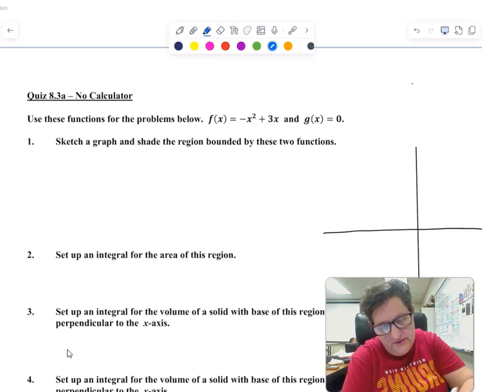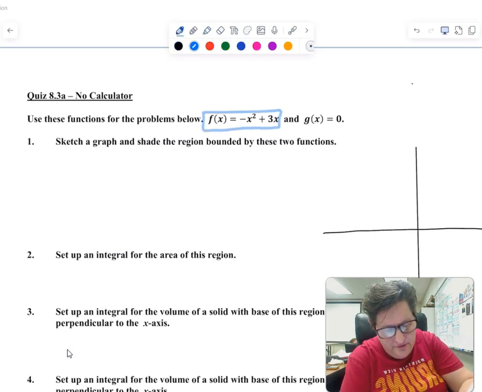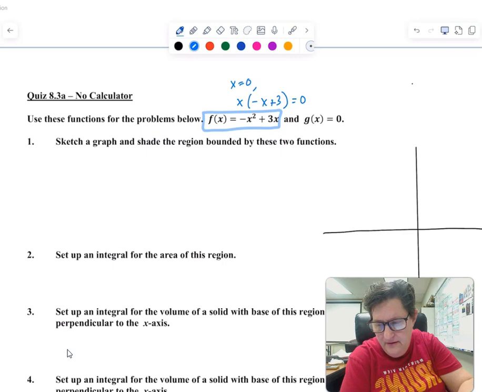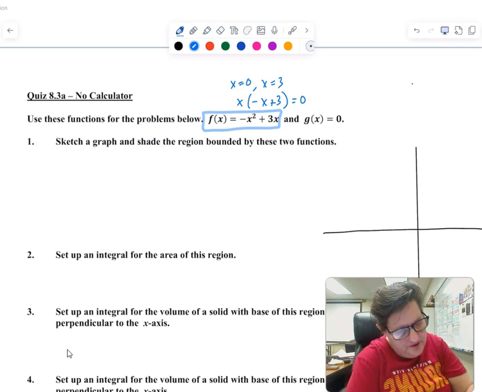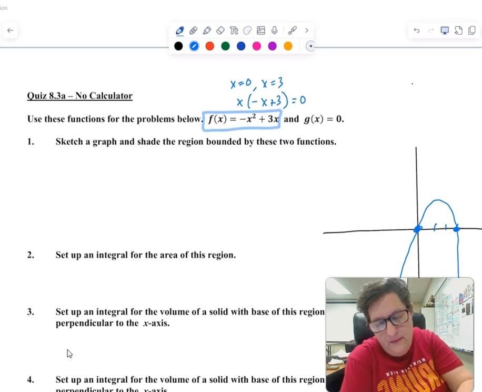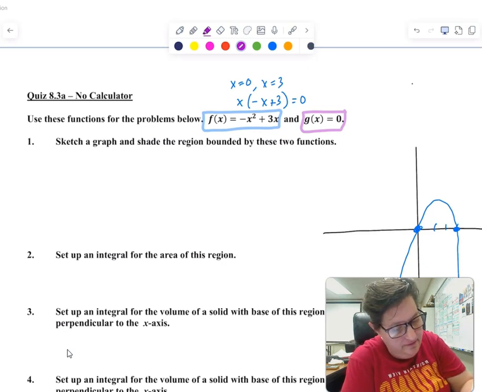Now, you guys know that this is a parabola. What I would do to tell what this parabola looks like, let's say we factor out an x, and I set it equal to 0. I get x is 0 and x is 3. So it's an upside down parabola going through 0 and 3. That's pretty easy to draw. And then the other one is just the line y equals 0.